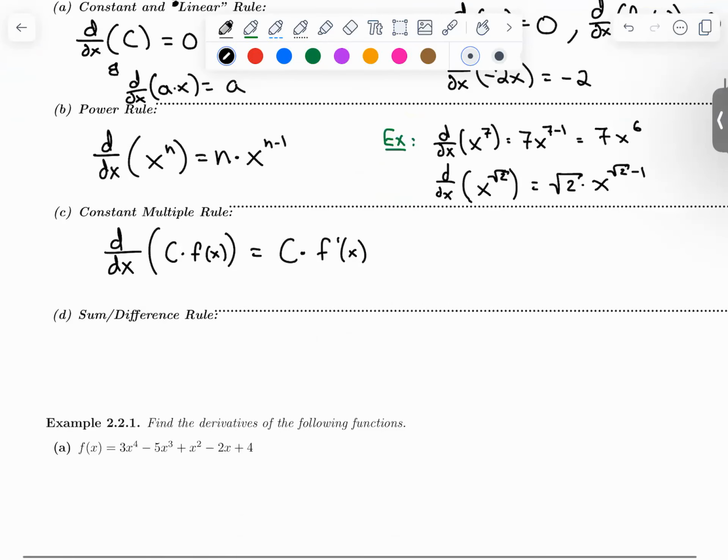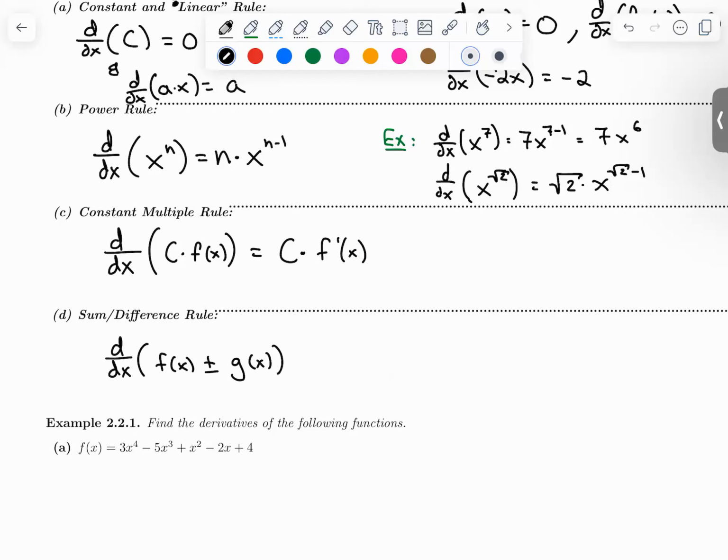And then the sum and difference rule is that d/dx of f of x plus or minus g of x is equal to f prime of x plus or minus g prime of x. Stating that we can take the derivatives separately and then add and subtract them. Very nifty thing. Now, what we'll see later on is that multiplication and division don't have as nice of rules. They have a thing called the product rule and the quotient rule, but we'll get to that in 2.3. Those are the basic ones that we encounter.